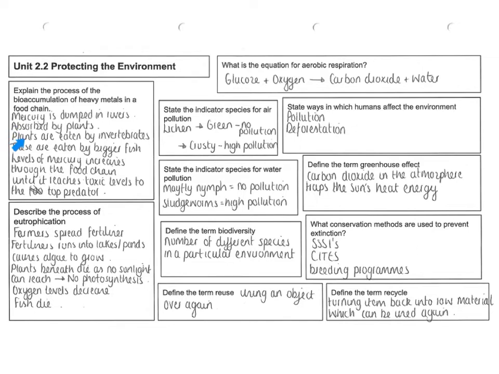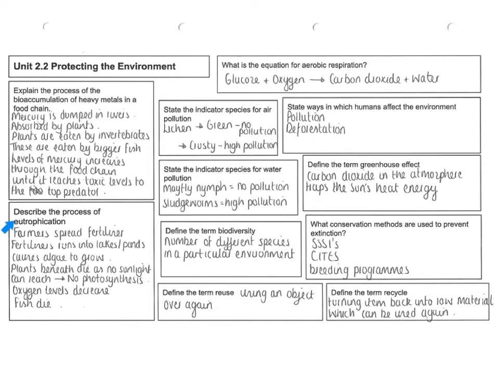It's absorbed by plants in the river. The plants are eaten by little invertebrates, so our primary consumers. These are then eaten by bigger fish, but remember the big fish aren't just going to eat one little invertebrate, they're going to eat many, so each one it eats is going to add more and more mercury into the bigger fish. Then the bigger fish are going to get eaten and it's going to go through the food chain. So the levels of mercury increase through the food chain until it reaches toxic levels in the top predator in the food chain.